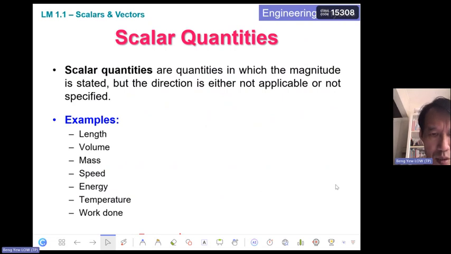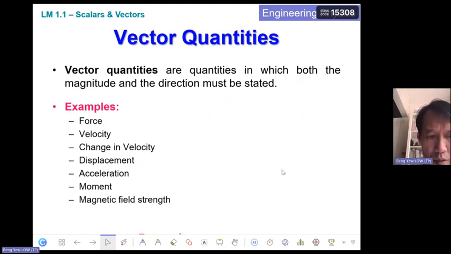What are scalar quantities? Scalar quantities are those that have only a magnitude or a size but no direction. Examples of scalar quantities are length, volume, mass, speed, energy, temperature, and work done.